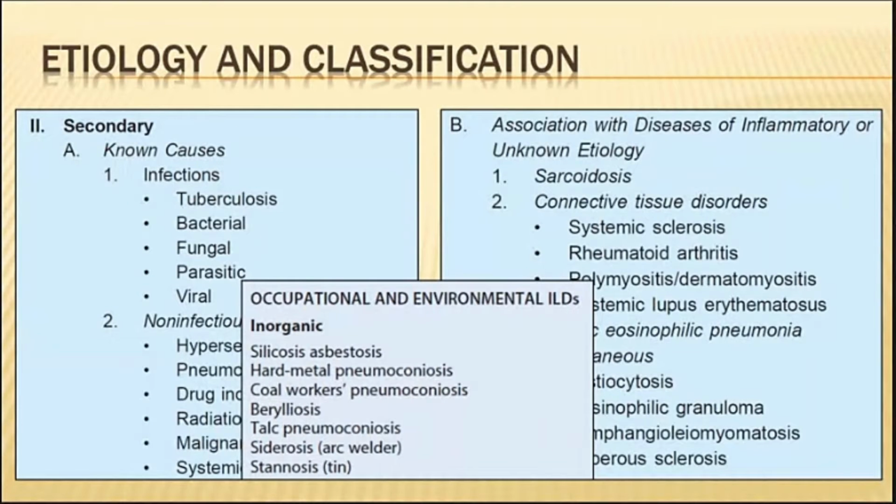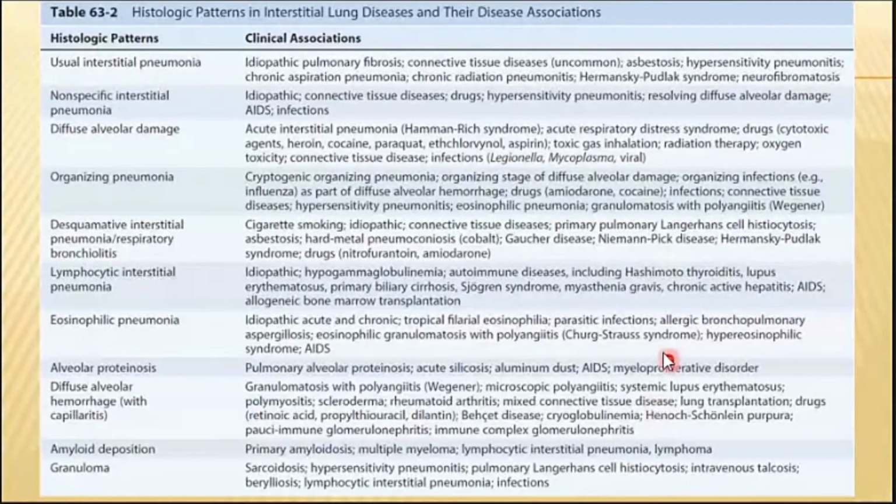ILDs. So just to show you how vast the classification of ILDs is, you can have a look at this. You can take a screenshot. So for example, like I said, UIP, usual interstitial pneumonia, which is a histopathological diagnosis. The clinical associations include IPF, connective tissue disorders, asbestosis, hypersensitivity pneumonitis, aspiration pneumonia, radiation pneumonitis, the Hermansky-Pudlak syndrome, or neurofibromatosis. So all these diseases can present with a histological or even a CT picture of UIP. Similarly for NSIP, there are a multitude of causes. So this is how extensive ILDs are. I'm not going to bore you with this slide anymore.